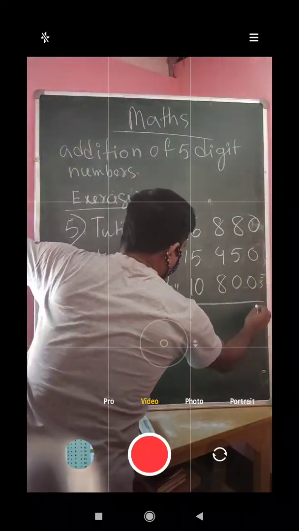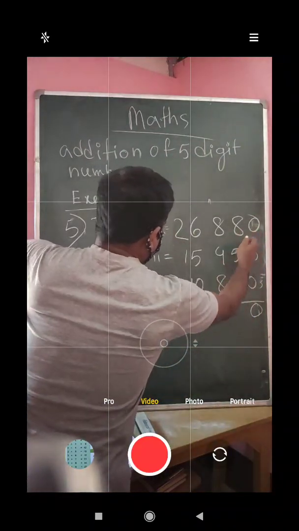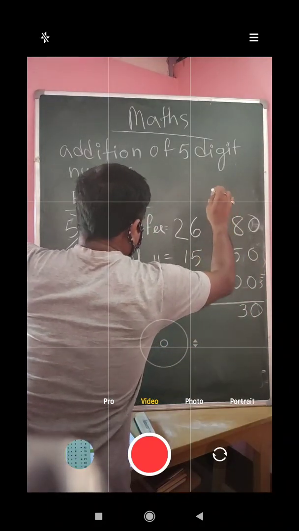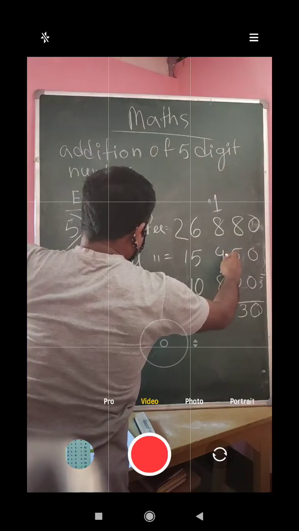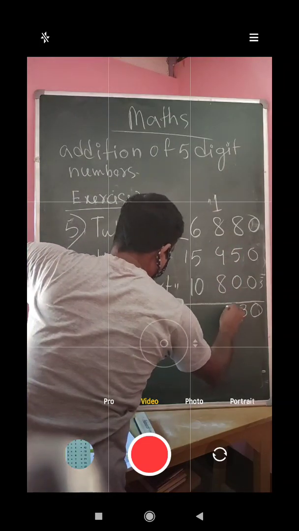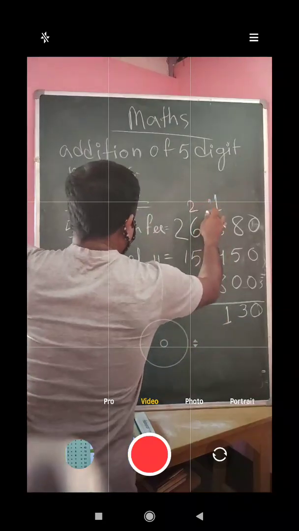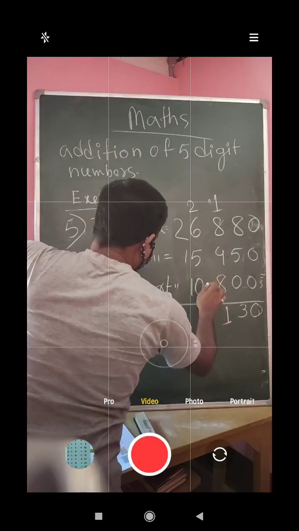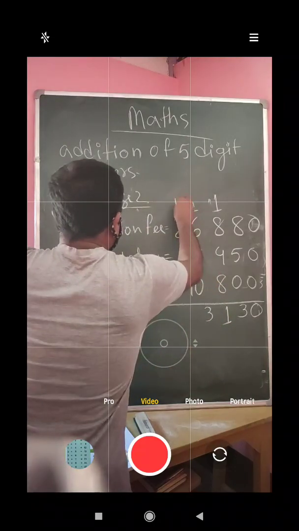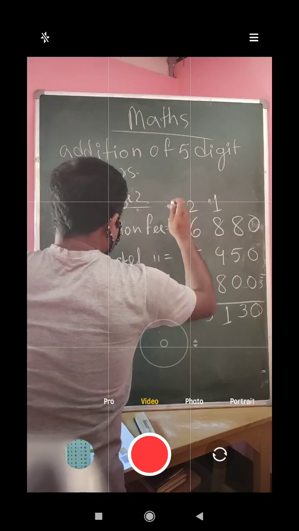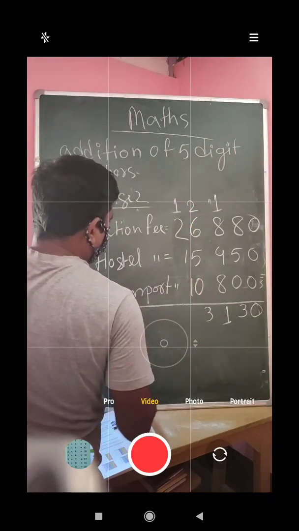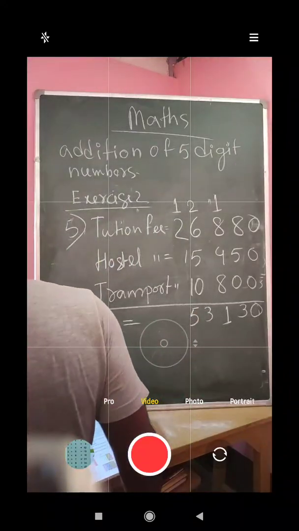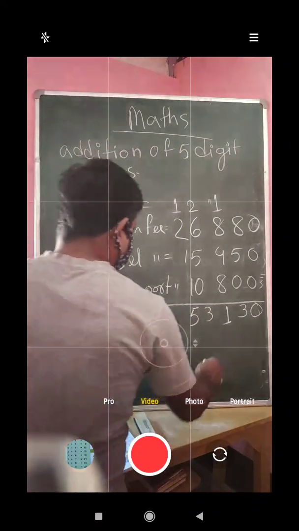So 0 here, it is 0. 8 plus 5 is equal to 13, 1 will come here. 8 plus 1 is equal to 9, 9 plus 4 is equal to 13, 13 plus 8 is equal to 21, so 1 is here, 2 will go here. So 6 plus 2 is equal to 8, 8 plus 5 is equal to 13, 13 plus 0 is equal to 13 only, so 3, and 1 will come here. So 2 plus 1 is equal to 3, 3 plus 1 is equal to 4, 4 plus 1 is equal to 5. So 53,130. So this is your answer.